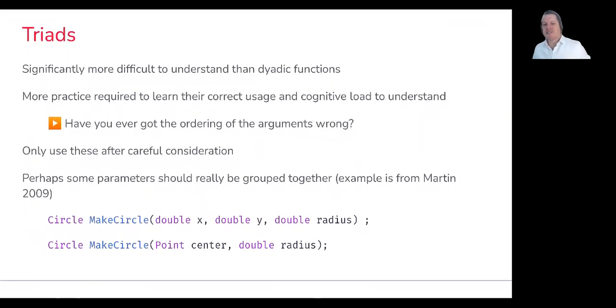Triads. So these are significantly more difficult to understand than dyadic functions, again, because there's just more going on, more input. Obviously, if we're inputting this into a function, it's somehow being used in the computation to generate whatever output it might be. Question here, and this goes back to the dyadic functions, is have you ever got the ordering of the arguments wrong? I have many times. You might likely have too. So you just make a habit of checking the documentation, checking the prompts that your IDE might produce to remind you of what the correct ordering actually is. So only use these after careful consideration.